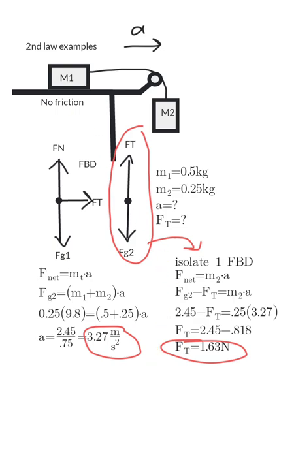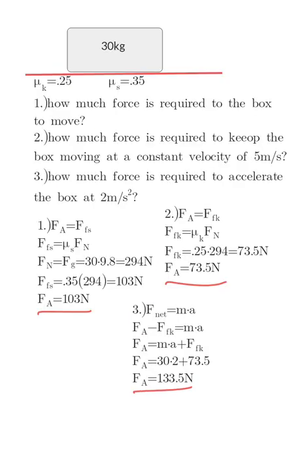All right, so the next example I want to go over is about friction. In this problem here, we have a 30 kilogram block sitting on a table. It has a coefficient of kinetic friction of 0.25 and a coefficient of static friction of 0.35. Now, the three questions I have: how much force is required to get the box to move? Or that question is phrased wrong, but how much force is required to get the box to move?